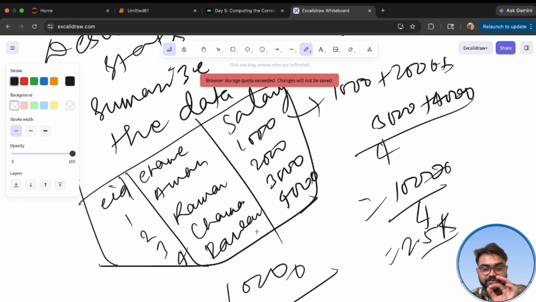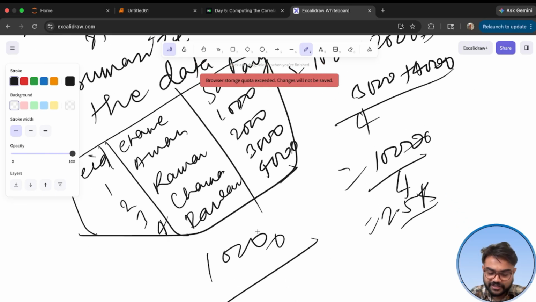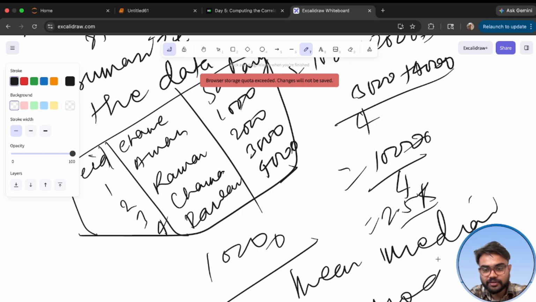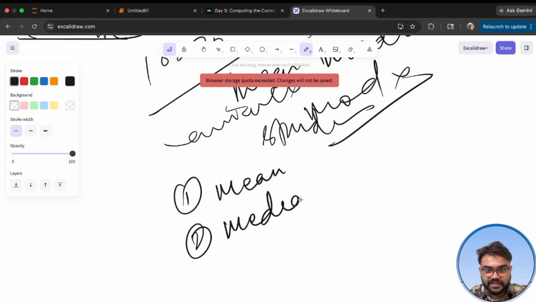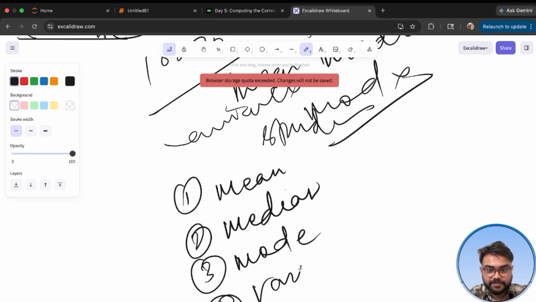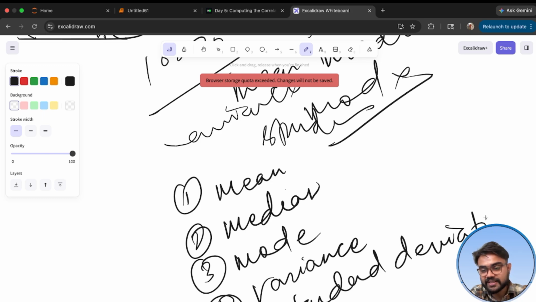So descriptive statistics define how you can summarize particular data very well. Here you can easily find the mean, median, mode, variance, standard deviation, all these things. What have I written? First one is the mean, second is the median, third is the mode, fourth is the variance, which I'm going to explain very nicely, and the fifth is the standard deviation.